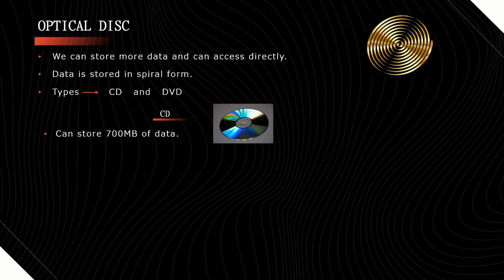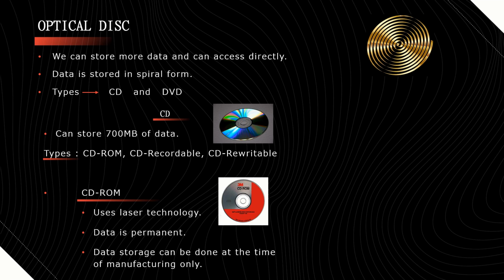CD, compact disc. These are very cheap in cost. These can store up to 700 MB of data. These can be inserted in the CD drive, which is built inside the CPU cabinet. In this we have three types: CD-ROM, CD recordable and CD rewritable.